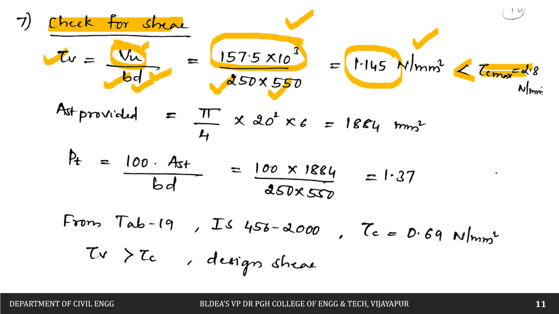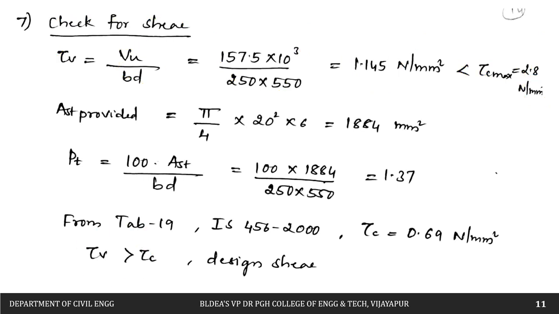It is less than 2.8 newton per mm square. Therefore, we need not revise any section. So we can proceed with the section. Then next, we have to check this tau v value with tau c value. So as to calculate this tau c value, we have to calculate the area of steel provided, that is pi by 4 into d square, that is 20 square multiplied by, we have provided 6 bars.